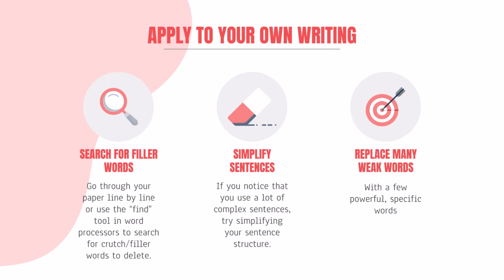First, you can go through your paper sentence by sentence and look for filler words to delete. If you notice that you use the same word or phrase often, you can use the Find tool, available in many word processors, to search for your crutch word. Secondly, if you notice that you use a lot of complex sentences, try simplifying your sentence structure for some of your complex sentences. Thirdly, look for vague, weak words that can be replaced by more powerful, specific words.